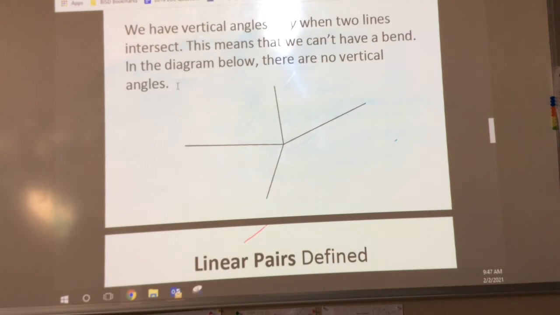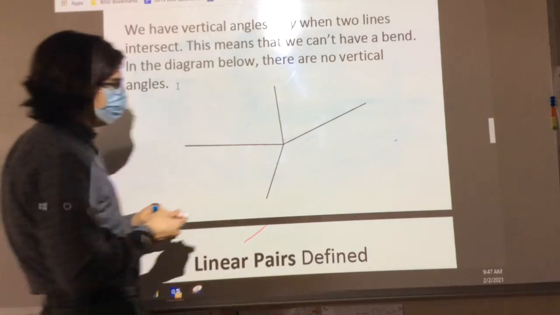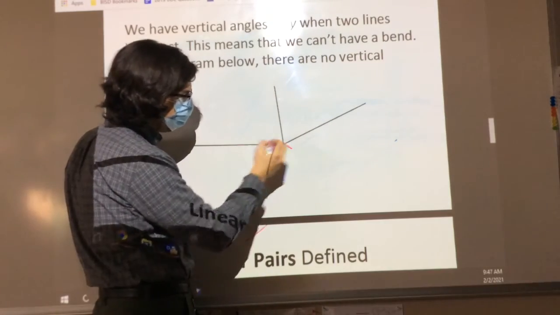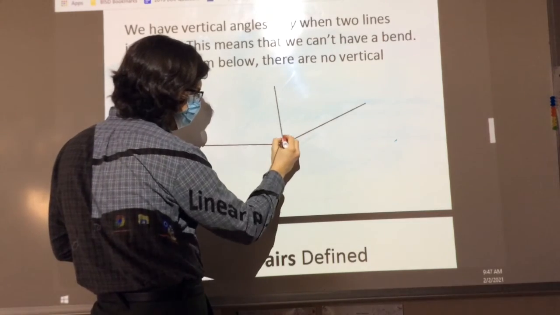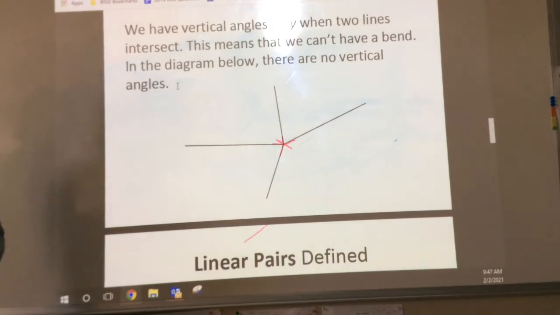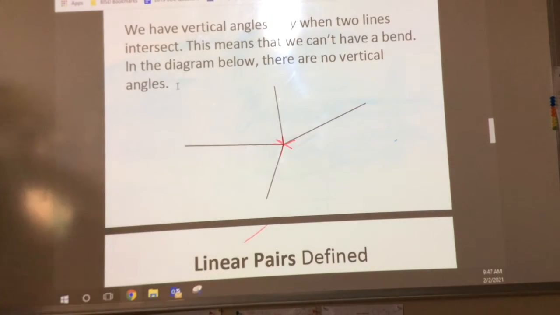Okay. We have vertical angles only when 2 lines intersect. This means that they can't have a bend in them. In the diagram below, these are not vertical. Here's why they're not vertical. Remember I just told you that they have to have the same value? Well, I think we can look right here. These 2 would be vertical. Wasn't this angle right here a lot bigger than this 90-degree angle right there? Yeah. So do you see how that doesn't make sense? If they are the same, then they literally have to be the same. We can't have close or similar. It has to be the exact same. Is that okay?